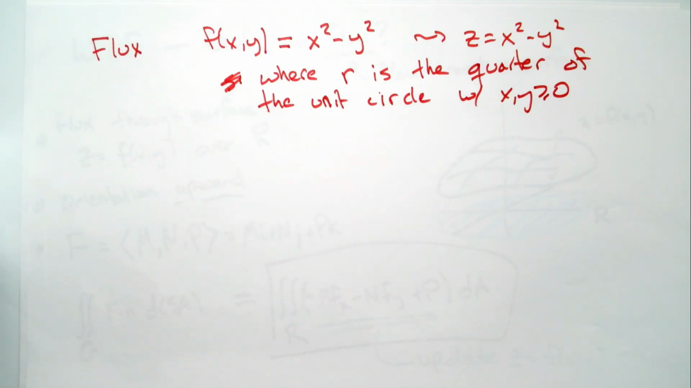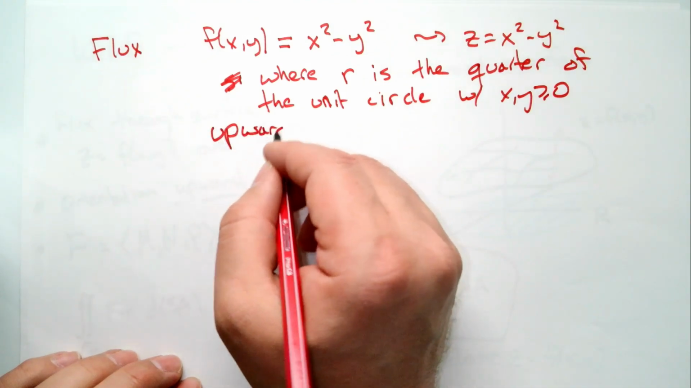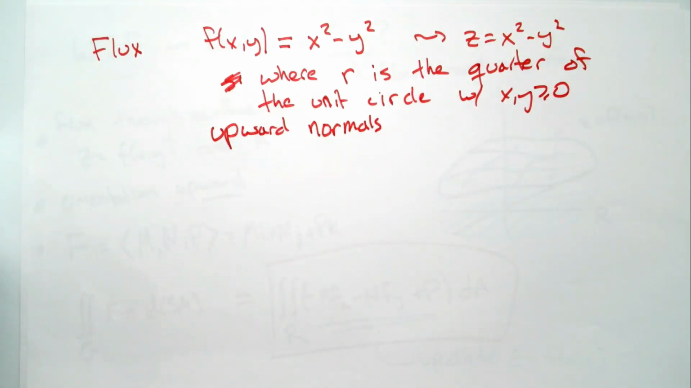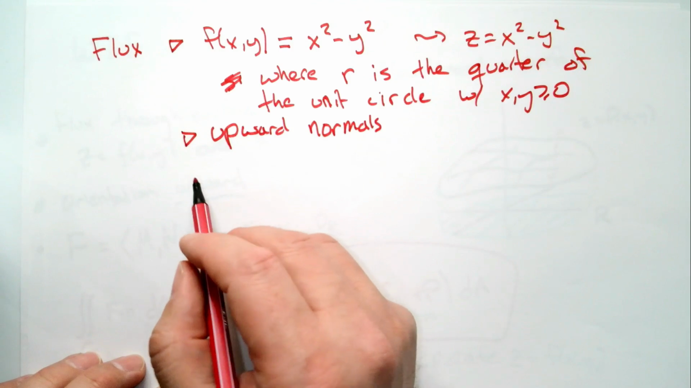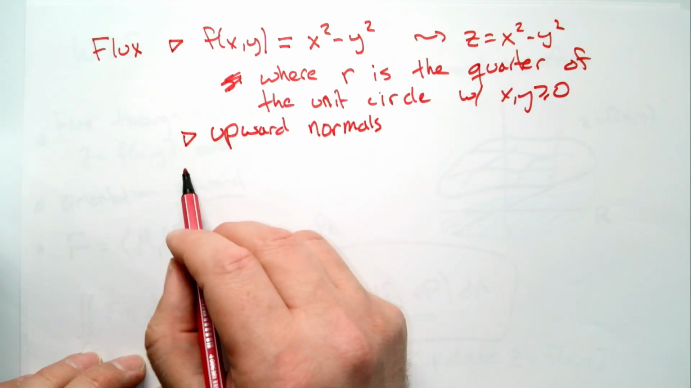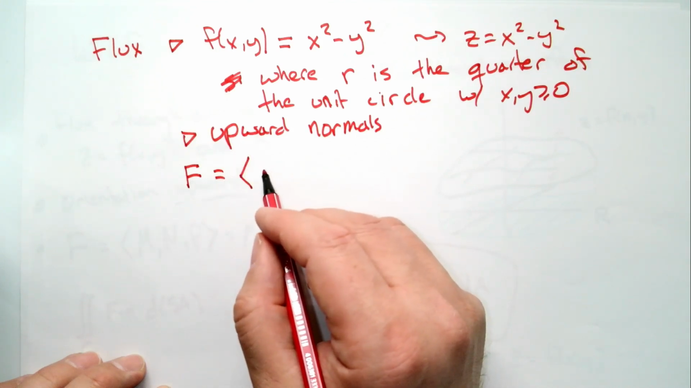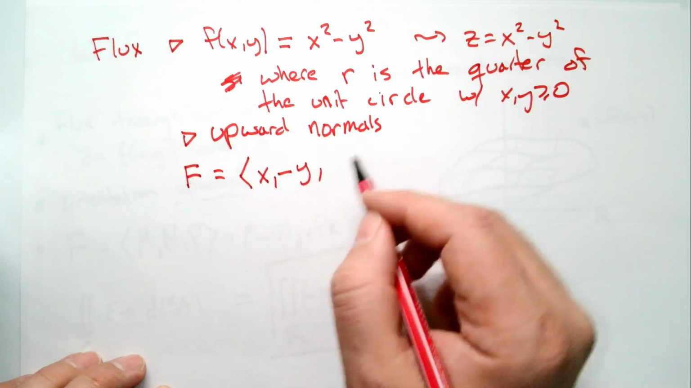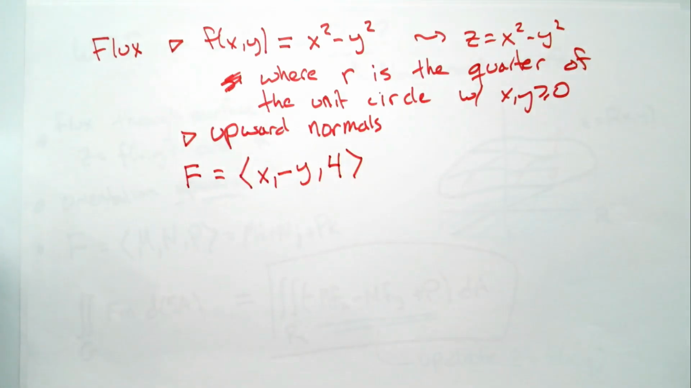So I have my surface. I also am going to say I have upward normals. And if your problem has downward normals, it's easy to fix. It's an orientation. And anytime you have an orientation issue, just put a minus in and you fix the orientation. So we find the flux, we have our surface, we have our upward normals, and we're going to say that F is equal to x comma minus y and 4. Yeah, that's perfectly fine.